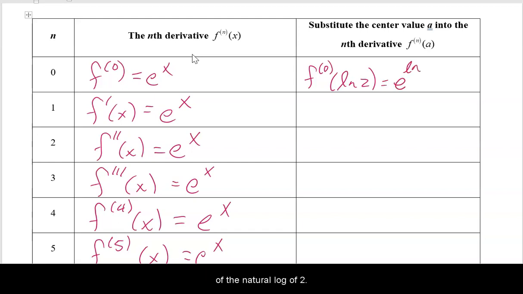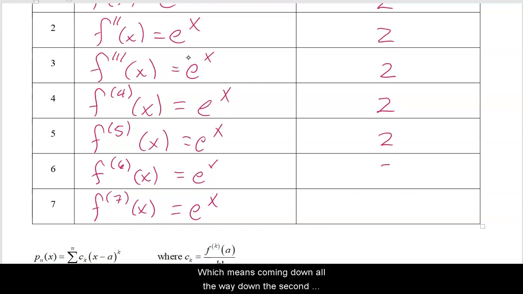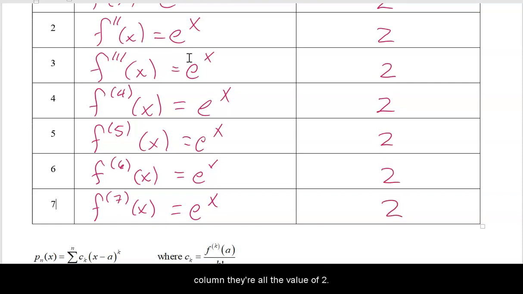This is e to the natural log of 2, which is just 2, which means they are all 2, which means coming down all the way down the second column, they're all the value of 2. Now we can write the first 7 Taylor polynomials.